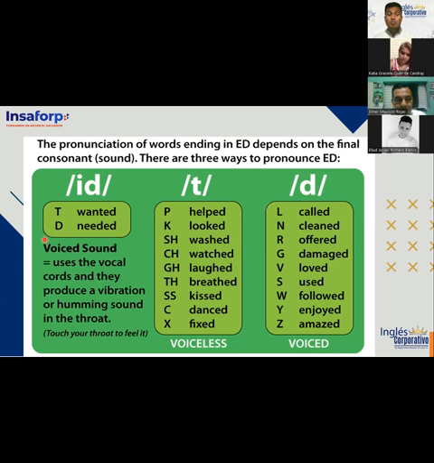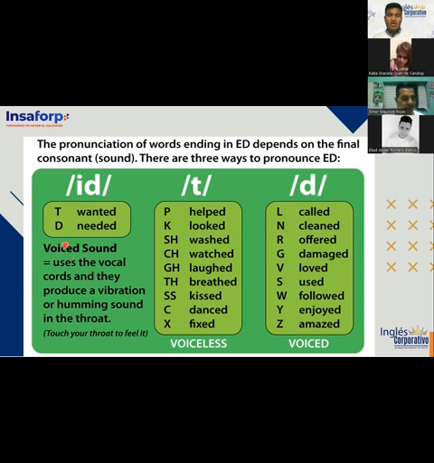Most of the time, the verbs that end in the letter T and the letter D, we will always pronounce them as id. Listen, id. So we say wanted, needed. It's id. Okay, wanted, needed. So every single time you see a verb that ends in T or D, the pronunciation of the past of that verb is going to be id. That's the way we're going to identify them.